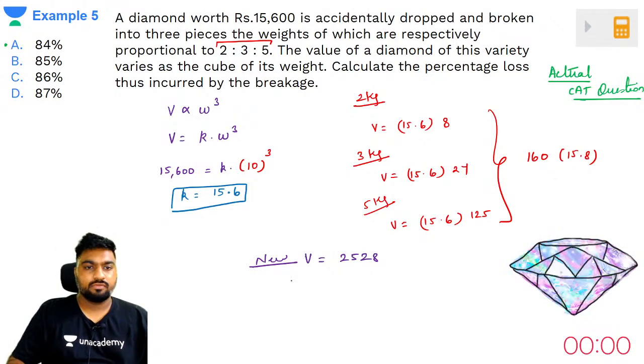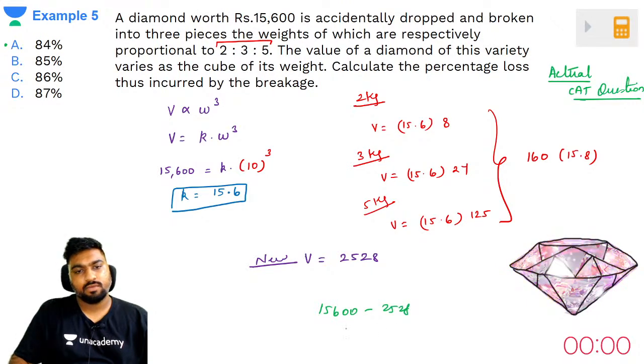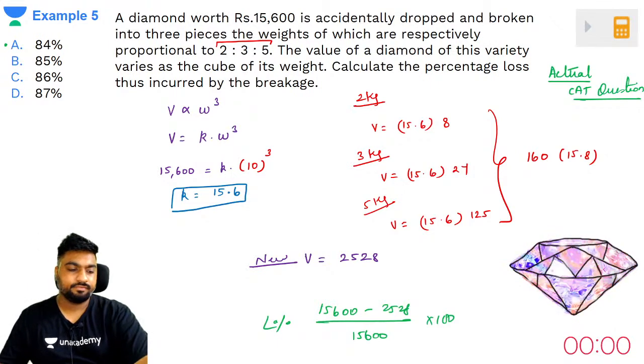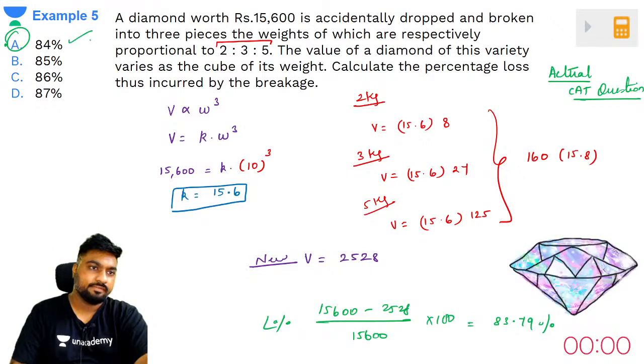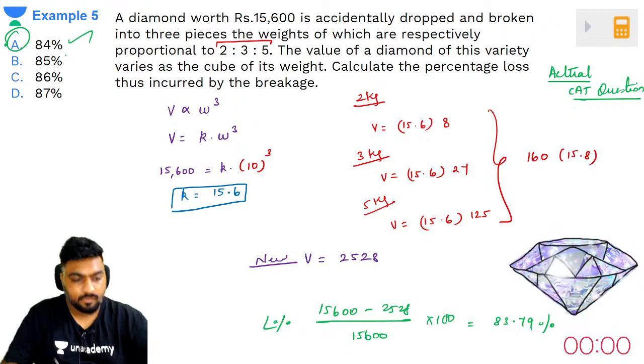So from 15,600 to 2,528, how much is the loss they are asking? Because they're asking for loss, the greater value goes in the denominator, into 100, loss percentage. Clear? This is 13,072 divided by 15,600, which is 83.79%, approximately 84. Cool? Got it?